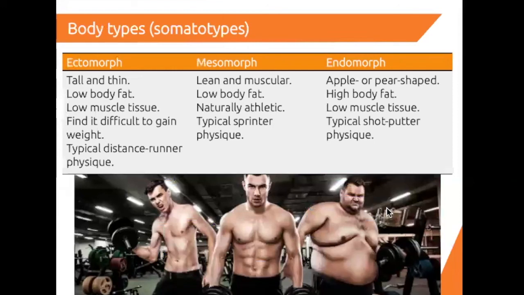Now, your body type isn't set in stone. So you can change it. I don't want people to have limiting self-beliefs where, oh, I'm an ectomorph, so I can never be anything else. And same for an endomorph. Well, obviously, that's where training and diet comes in.